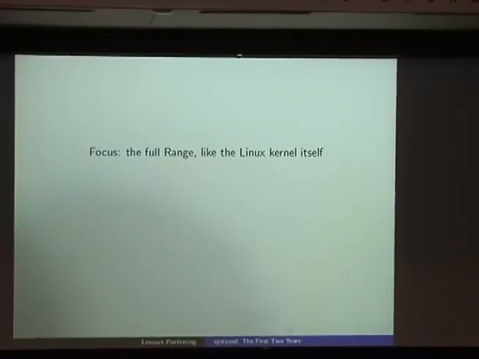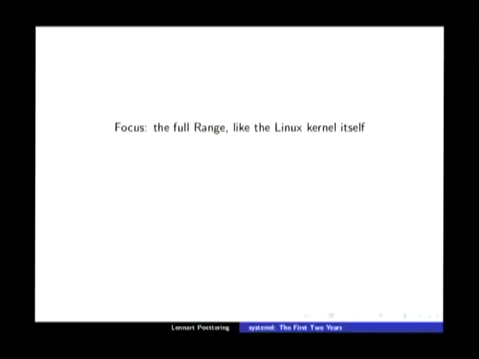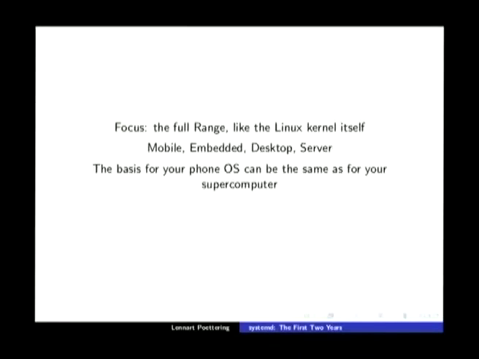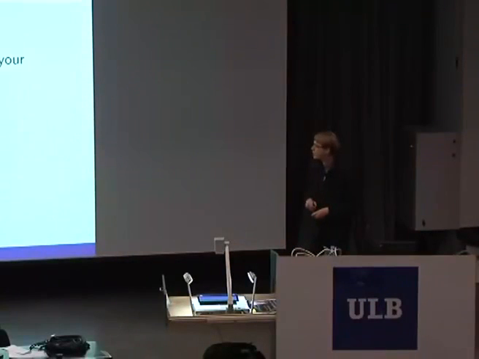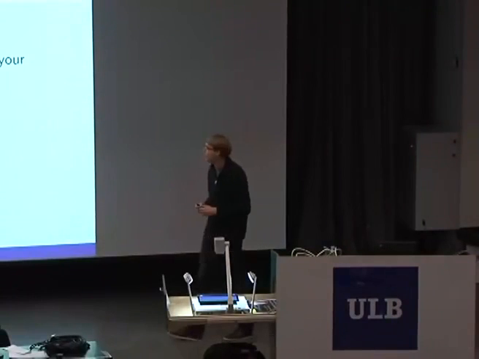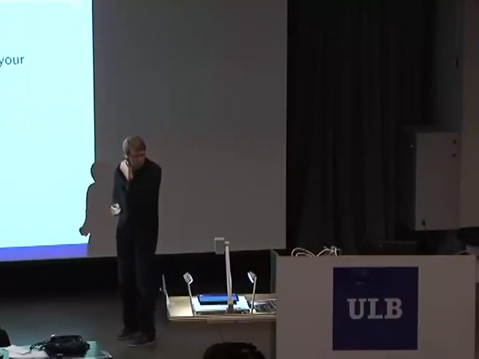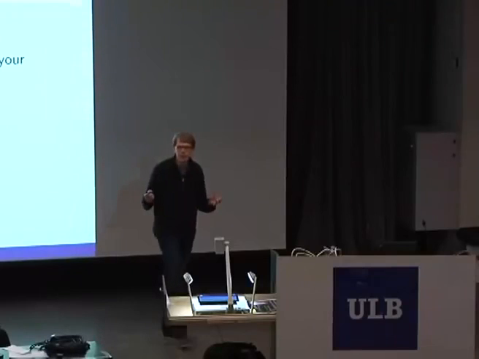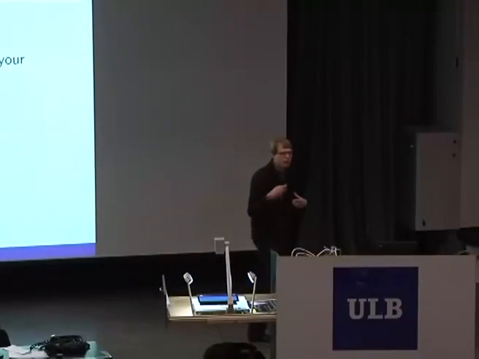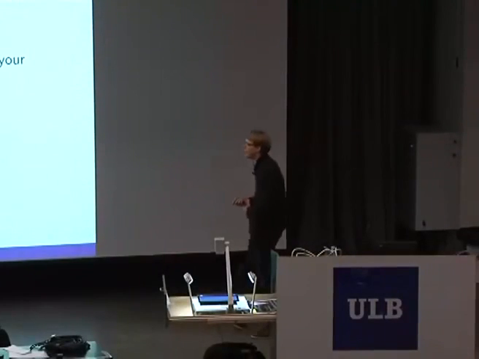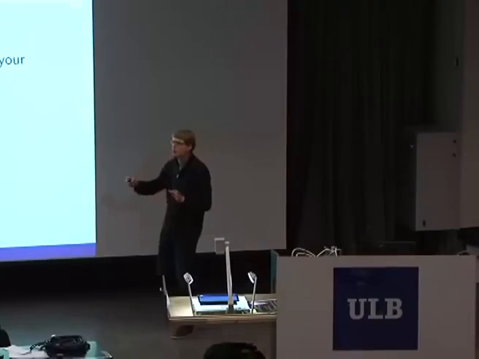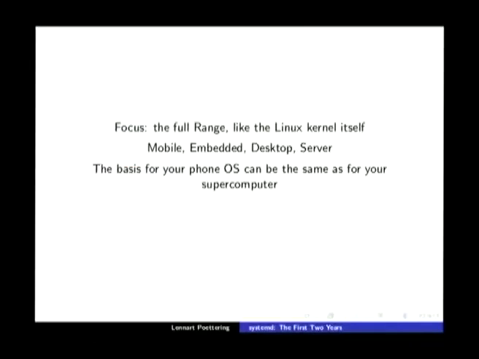The focus of systemd has always been that we cover the full range of Linux itself. So we care about mobile, about embedded, and about desktop and server the same way. It basically means that the basis for your phone OS could be the same as for your supercomputer. That's kind of impressive because a lot of other software, like for example Solaris SMF, is probably nothing you ever want to use on mobile. But we really try to cover all these different bases.